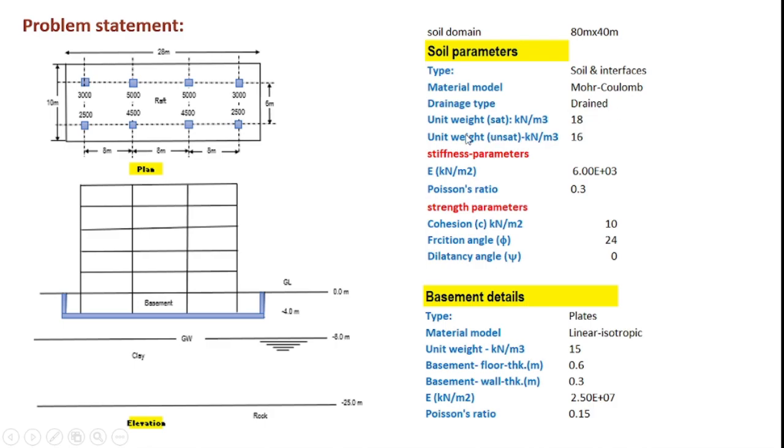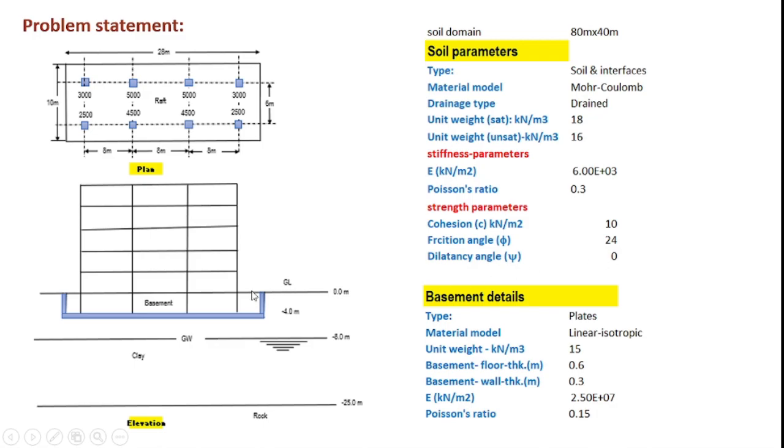The unit weight of the soil in the saturated and unsaturated condition will be taken as 18 and 16 kN per meter cube. Coming to the stiffness parameters, the Young's modulus will be taken as 6 into 10^3 kN per meter square with a Poisson ratio of 0.30, and the strength parameters will be cohesion C equal to 10 kN per meter square, friction angle phi equal to 24 degrees, and a dilatancy angle of 0 degrees.